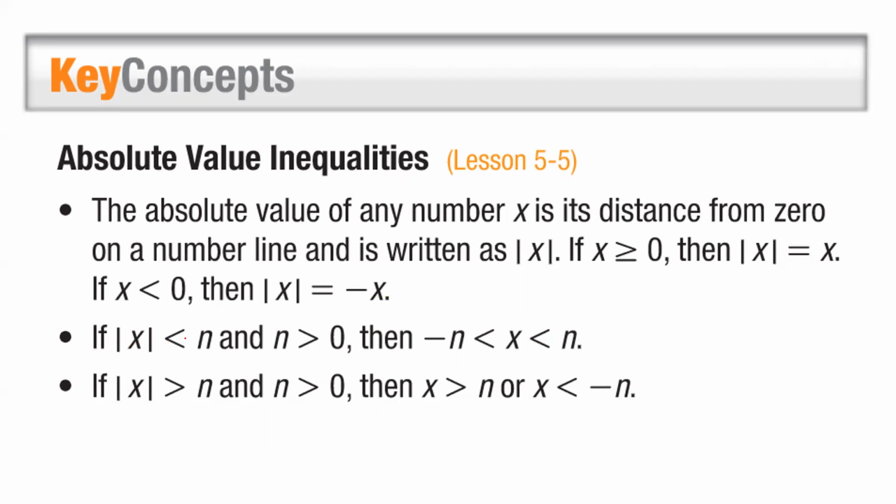So if the absolute value of x is less than n and n is greater than 0, then -n is less than x, which is less than +n, okay? All right, so let's go ahead and try a couple of these.